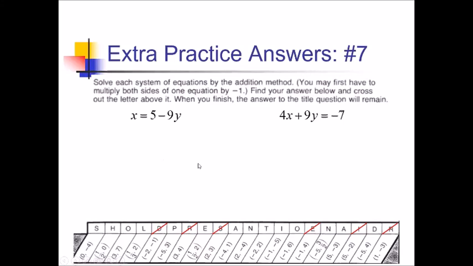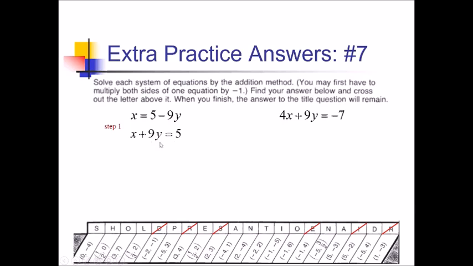For this system of equations, I notice right away that the first equation is not in standard form. So if I'm going to use the addition method, the elimination method, I need to get it so this y is over on the left side. To do that, I can add 9y over to the left. So I have x plus 9y equals 5 for this one.